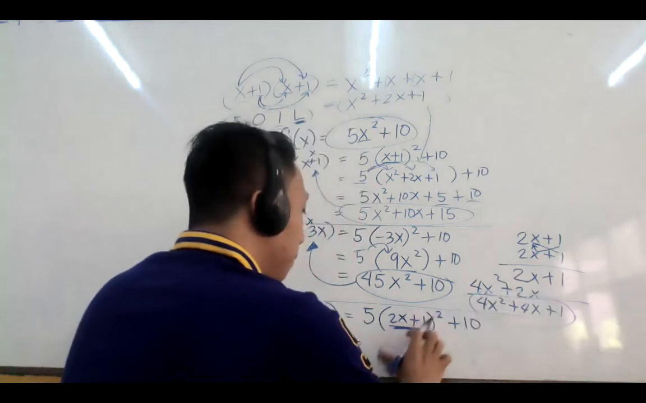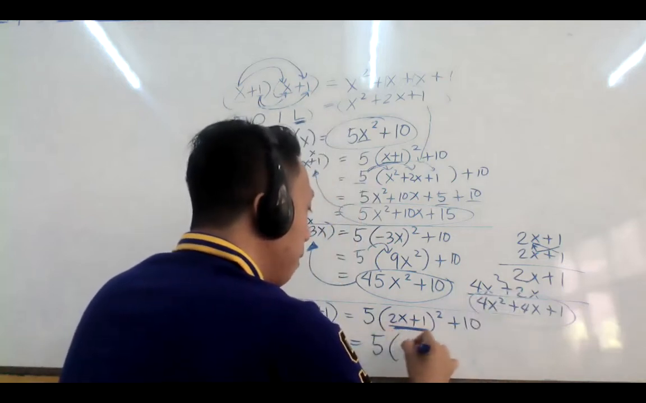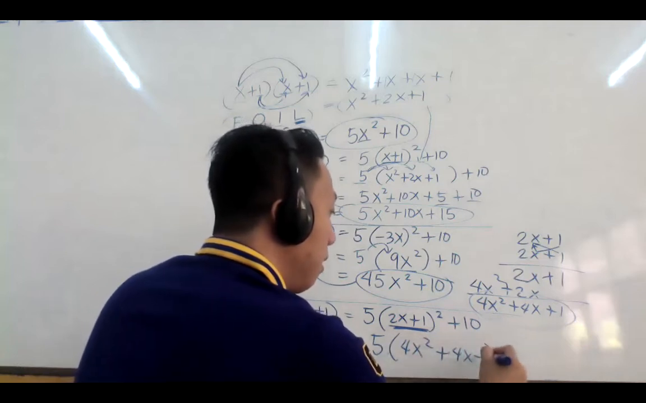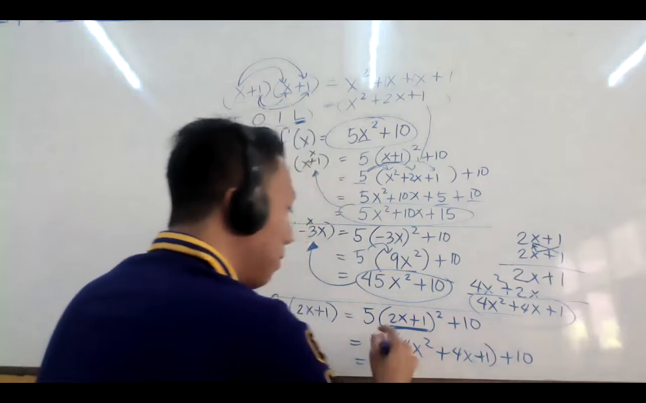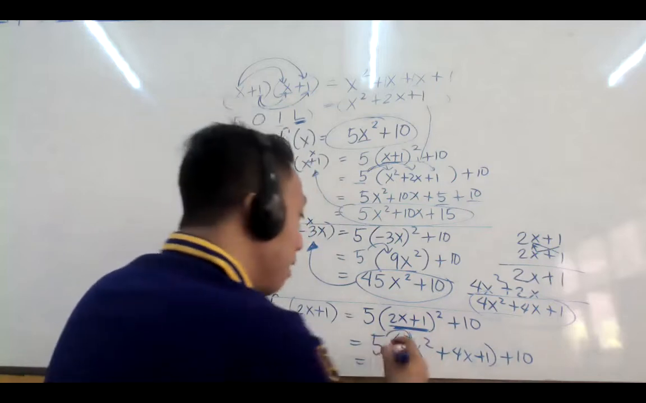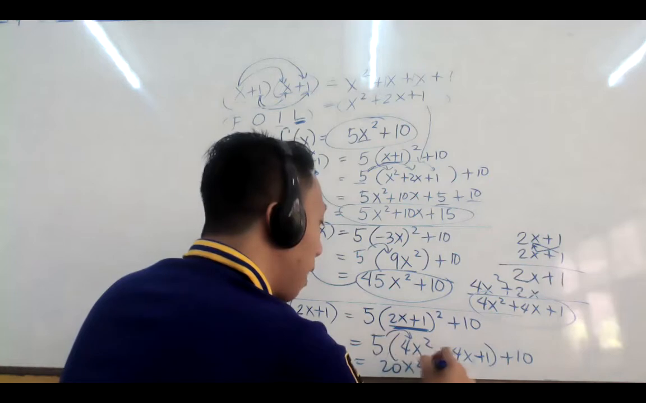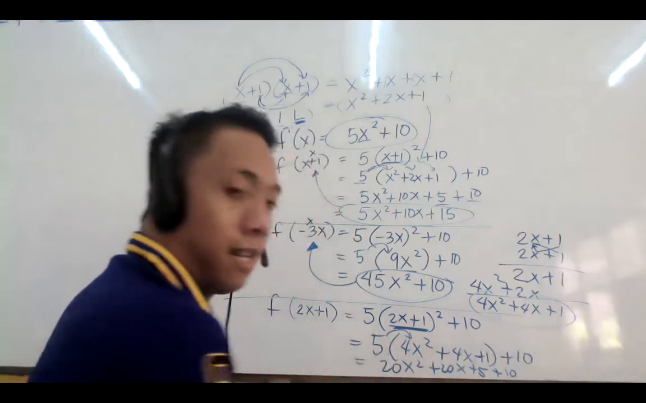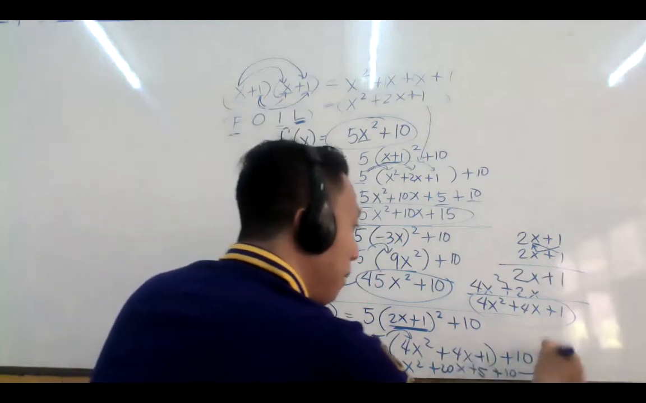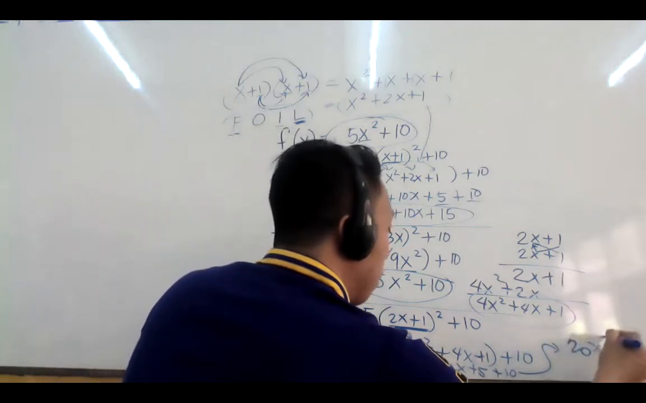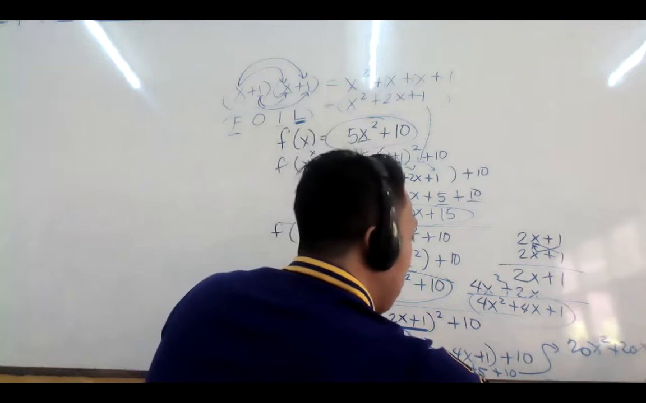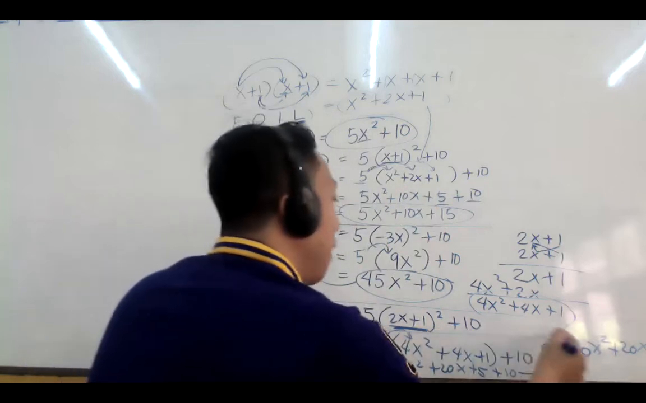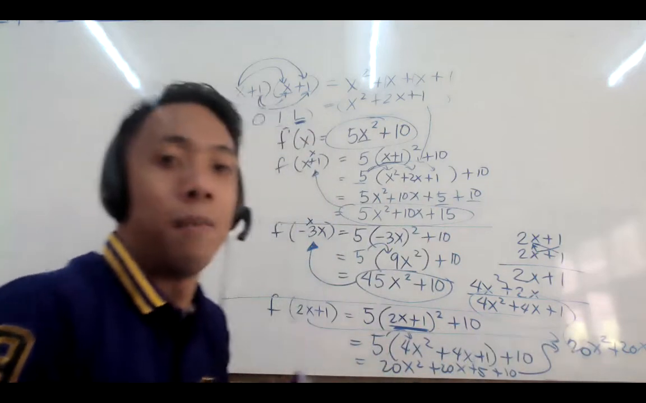Okay? So I will just put 5 times 4x squared plus 4x plus 1, plus 10. We will expand this. So 20x squared plus 20x plus 5 plus 10. And then the final answer will be 20x squared plus 20x plus 15. This will be the function of 2x plus 1.